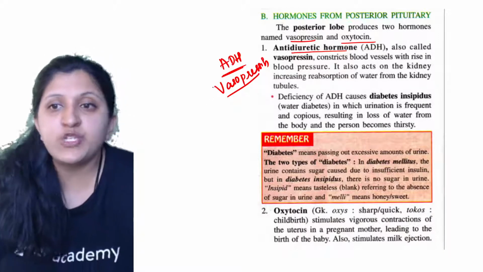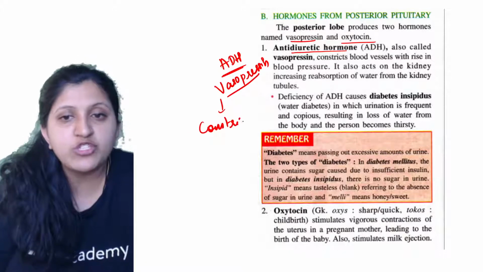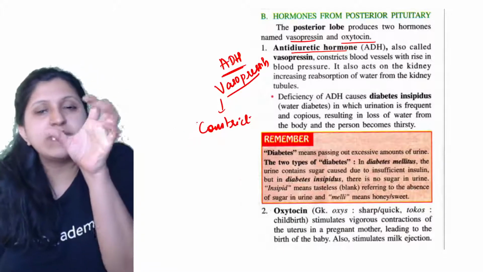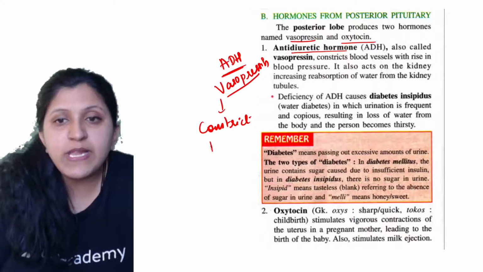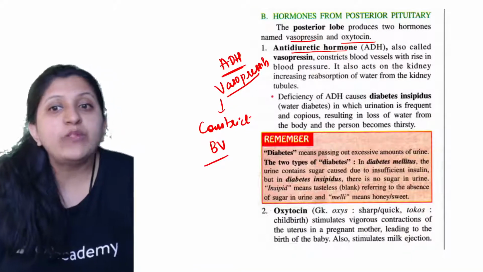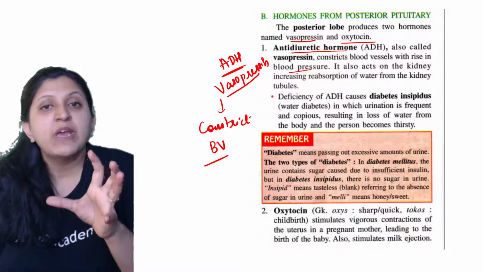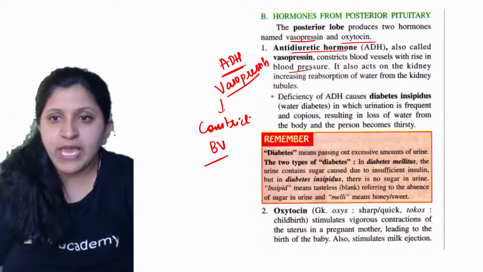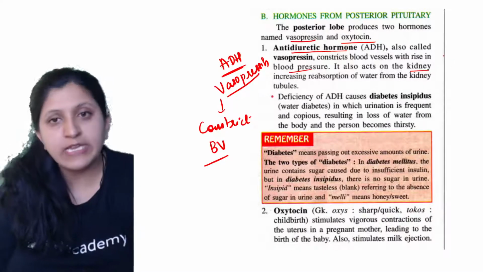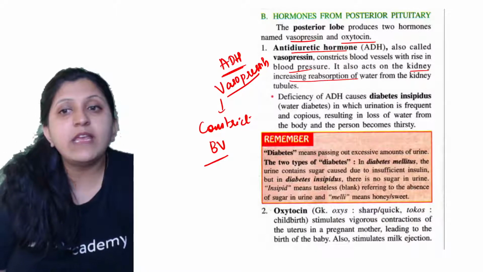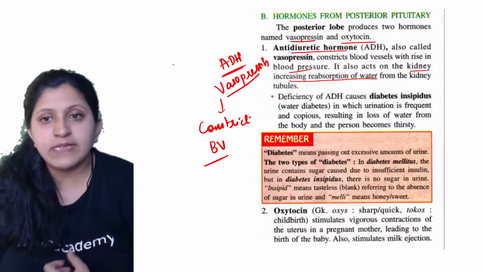So what does it do? It is going to constrict the blood vessel, that is, the blood vessel is going to get narrower. This constricts the blood vessel with a rise in blood pressure. So whenever there is a rise in blood pressure, we find constriction in the blood vessel. This also acts on the kidneys, increasing the reabsorption of water. So the reabsorption process is going to increase.